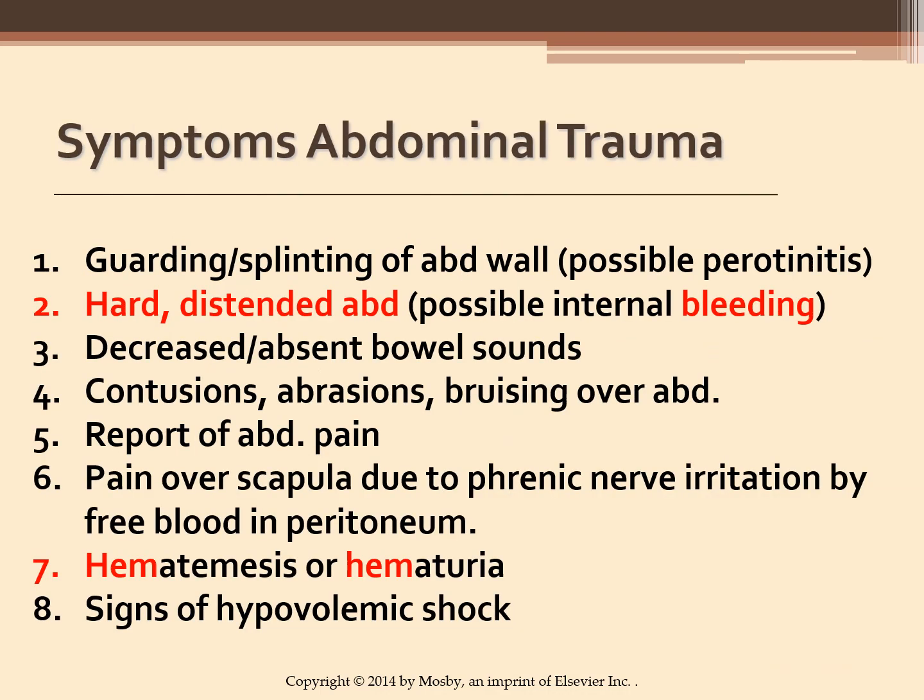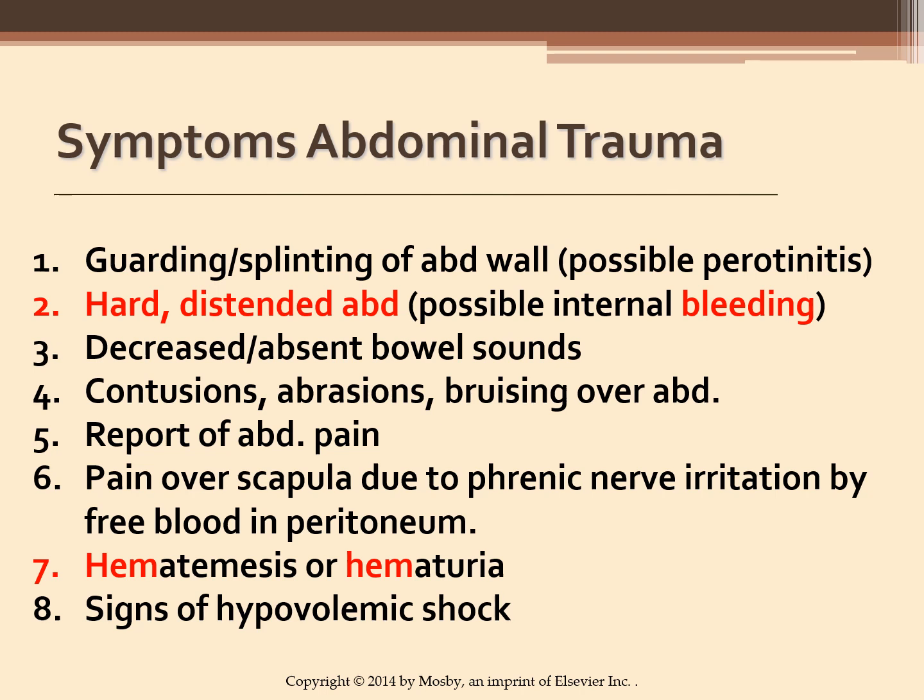Symptoms of abdominal trauma, it could be guarding or splinting of the abdominal wall. Usually that's possible peritonitis or some kind of inflammation and infection in the bowel. A hard distended abdomen. You might hear the word rigid board-like abdomen. This is possibly an internal bleeding, so this is a big obvious issue, probably one of the most scary issues. You could hear decreased or absent bowel sounds. That could be because of blood blocking those bowel sounds, your body automatically not wanting to spend the energy to have those bowel sounds.